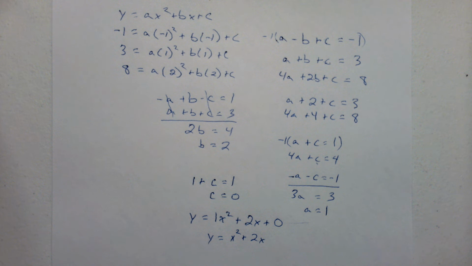So today, we've learned what a quadratic function looks like, the quadratic term, the linear term, the constant. We've identified the vertex and axis of symmetry, and we've been able to write the equation given 3 points.